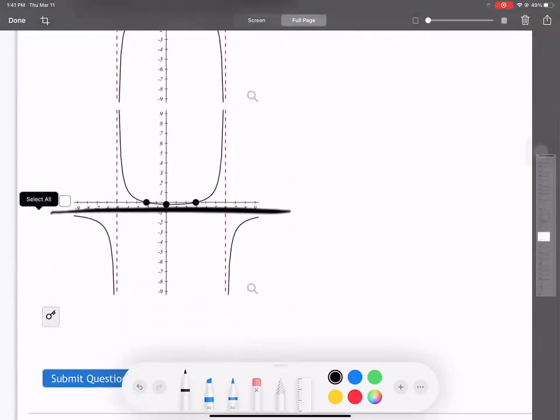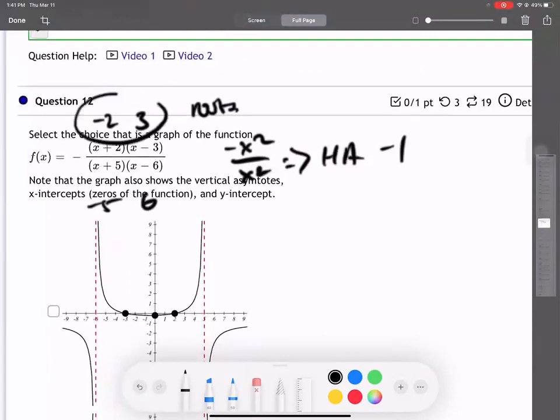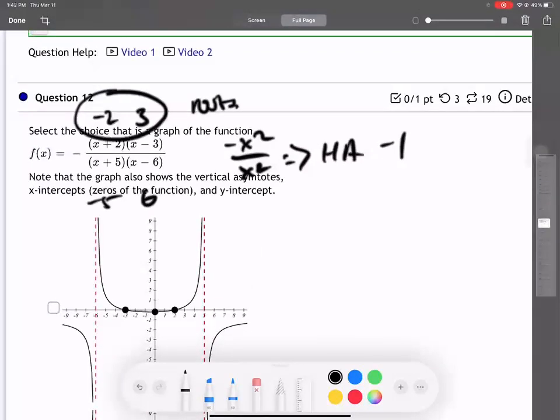Let's try it over here. 6, -5. We're good there. Horizontal asymptote -1. We're looking pretty good. Sitting pretty. We have roots at -2 and 3. Is that what we said before? -2 and 3. Yes, we did. -2 and 3. And if you want to verify, if I plug in zeros, what's my y-intercept?